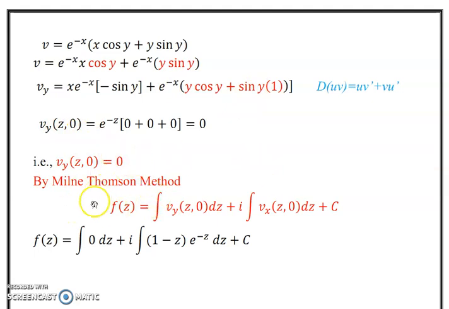Now by using the Milne-Thomson method, you know uy of z comma 0 is 0. So this term becomes 0. Next one is plus i into integral of Vx of z comma 0. Here Vx of z comma 0 is (1 minus z) e power minus z dz. Now integrate the equation f of z.